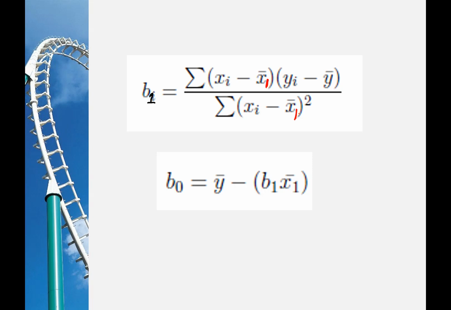So we're going to do a multiplication. We're going to insert this y bar. It's the same y bar from up here. Then we'll do the subtraction, and that'll be our beta 0, our constant, also known as alpha, the y-intercept.